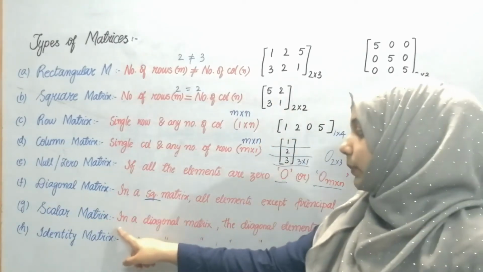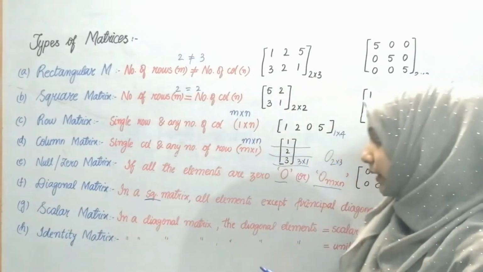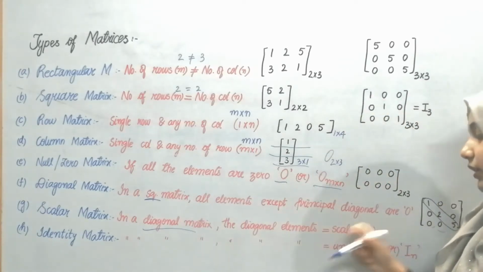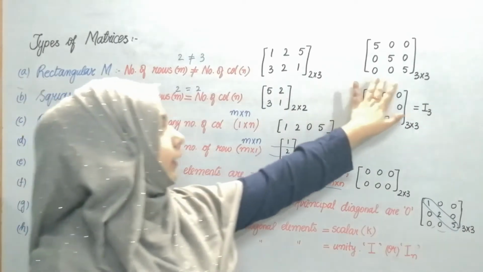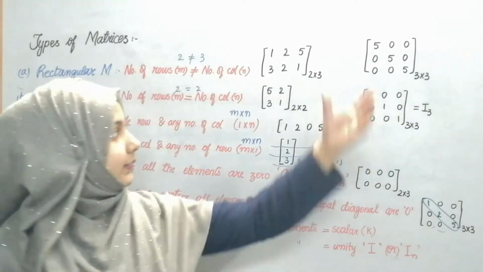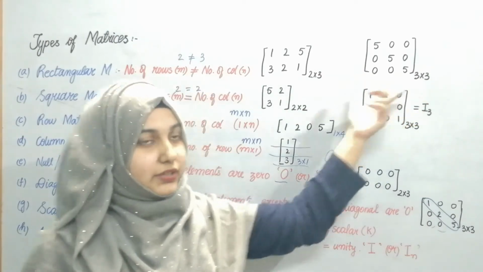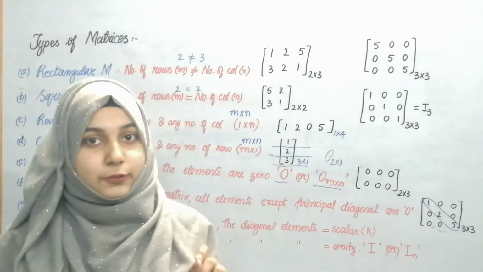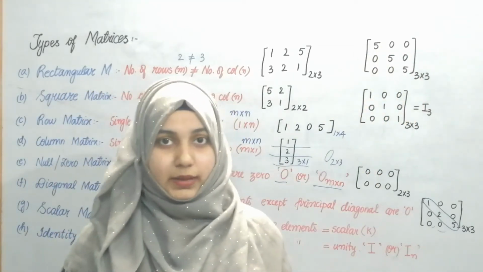In a scalar matrix, what will happen? You take any diagonal matrix. In a diagonal matrix, the diagonal elements are equal to a scalar, any number. For example, I have got an example of a scalar matrix here. Why am I calling this a diagonal matrix? See, apart from the principal diagonal elements, all the elements are 0. So obviously it's a diagonal matrix, right?